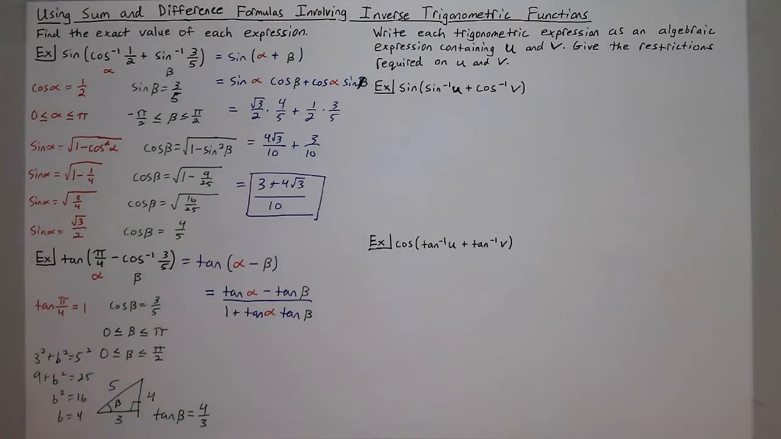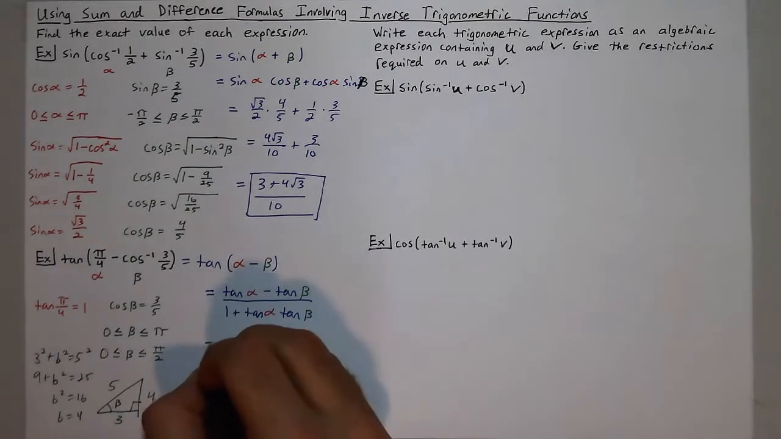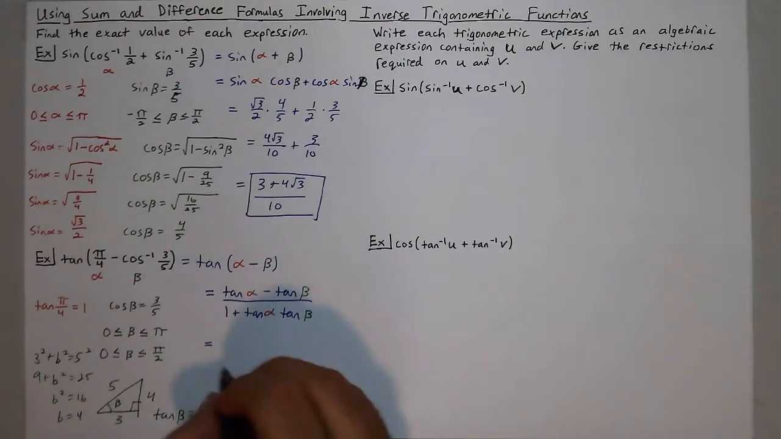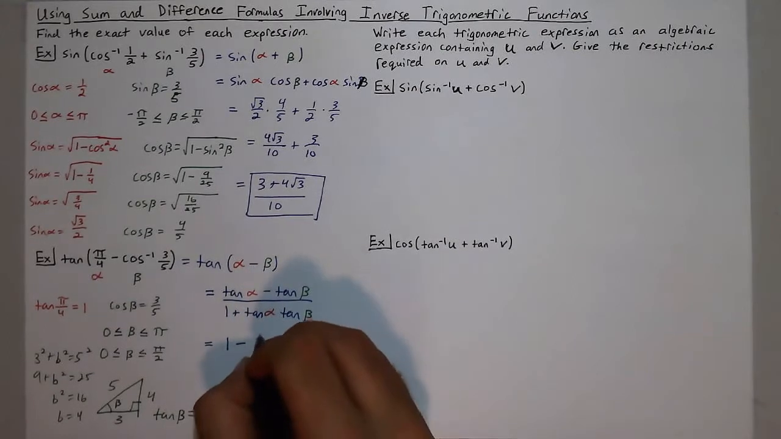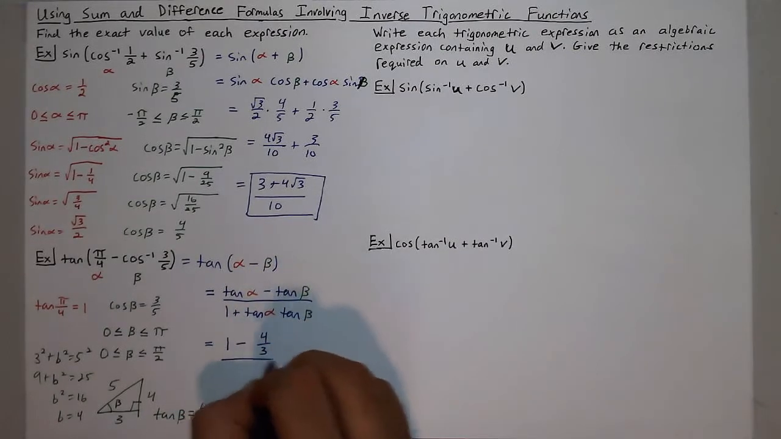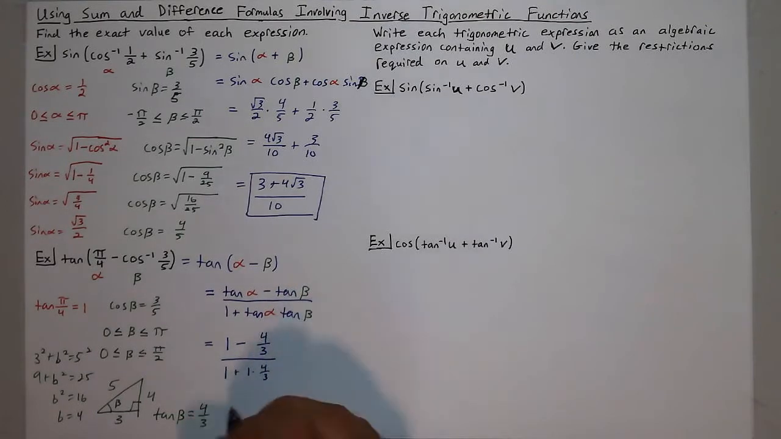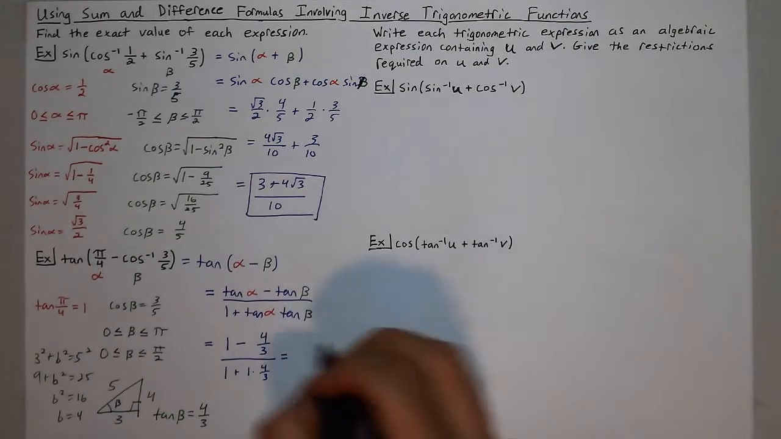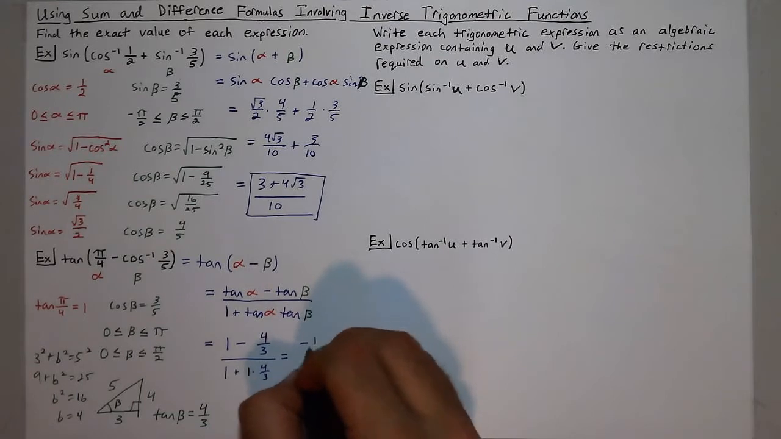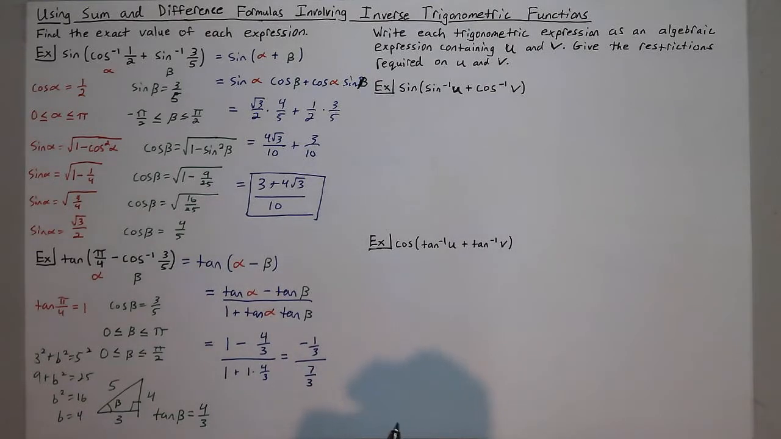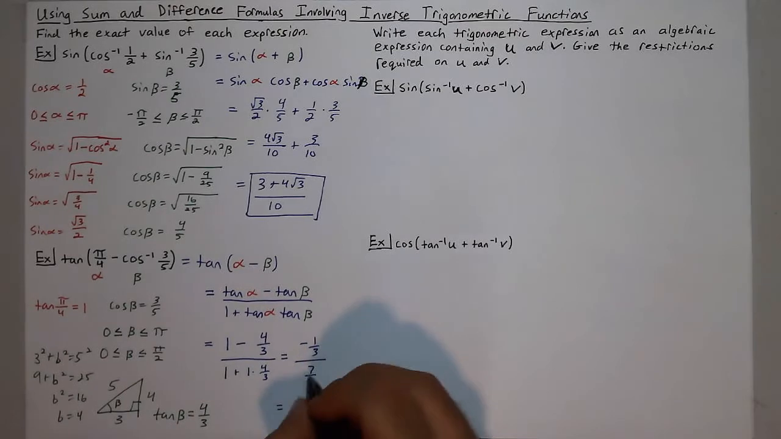So using all of this knowledge, I can go back to my formula. Tangent of alpha is just 1, since I'm just using tangent of pi over 4. So 1 minus 4/3 all over 1 plus 1 times 4/3, which will be negative 1/3 over 7/3, which is just equal to negative 1/7 whenever I cancel out my 3's.